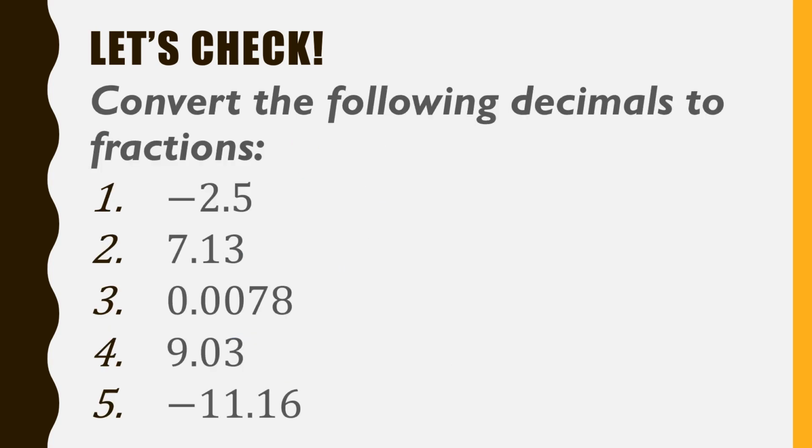Next, this time we are going to convert decimals to fractions. As you can see, for number 1 to 5, the given are all terminating decimals, so we have no problem here. For number 1, we can write that as negative 2 and then 5 over 10. But we can still simplify it. 5 and 10 are both divisible by 5. So we divide them both by 5. So 5 divided by 5 is 1. 10 divided by 5 is 2. So the final answer is negative 2 and 1/2.